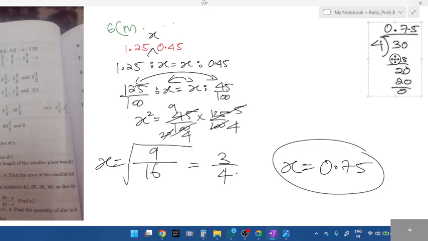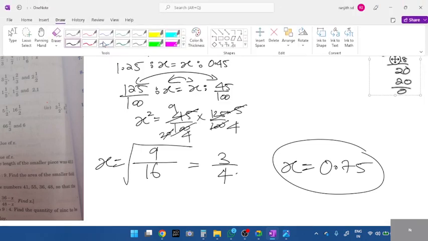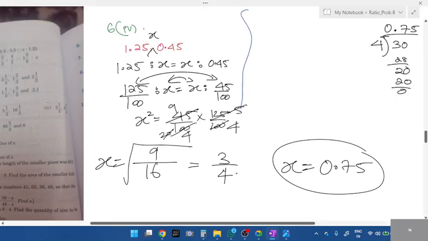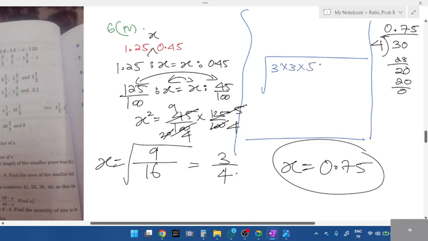Separately. Oh, even that is fine. Tell me, how did you factorize, Shasha? Let me write it. Okay. 45 is 3 into 3 into 5. 125 is 5 into 5 into 5. 100, how many hundreds are there?